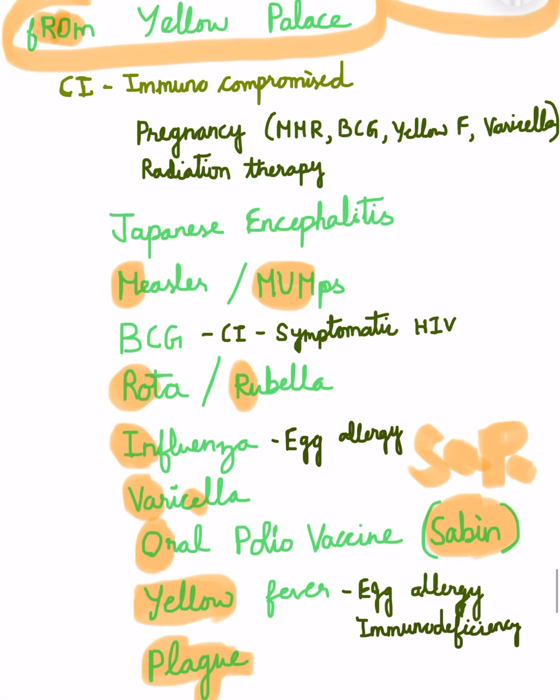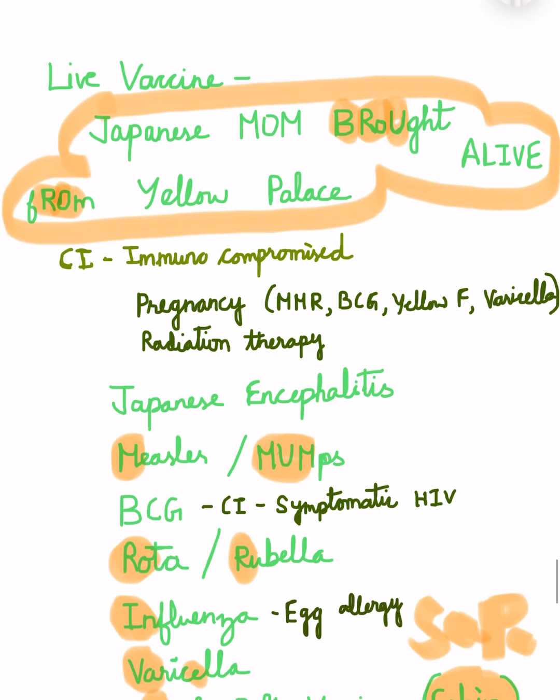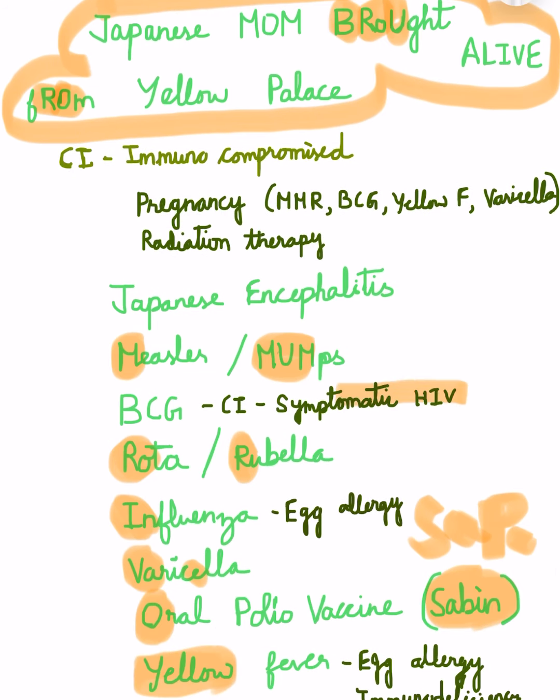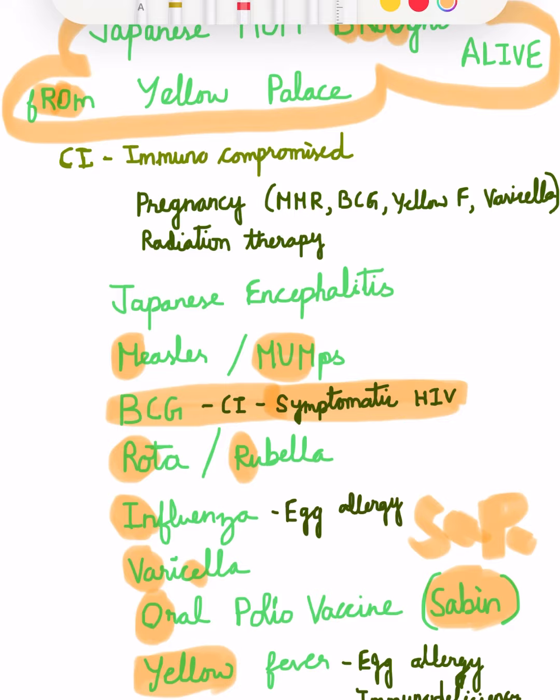In case of contraindications of live vaccine, because it is a live vaccine, it is contraindicated in immunocompromised patients. Some of the live vaccines are also contraindicated during pregnancy. For example, MMR vaccine, BCG vaccine, yellow fever, and varicella are contraindicated during pregnancy. Some vaccines are also contraindicated during radiation therapy. The main contraindication of BCG vaccine is symptomatic HIV patients. In symptomatic HIV patients, BCG vaccine is contraindicated.